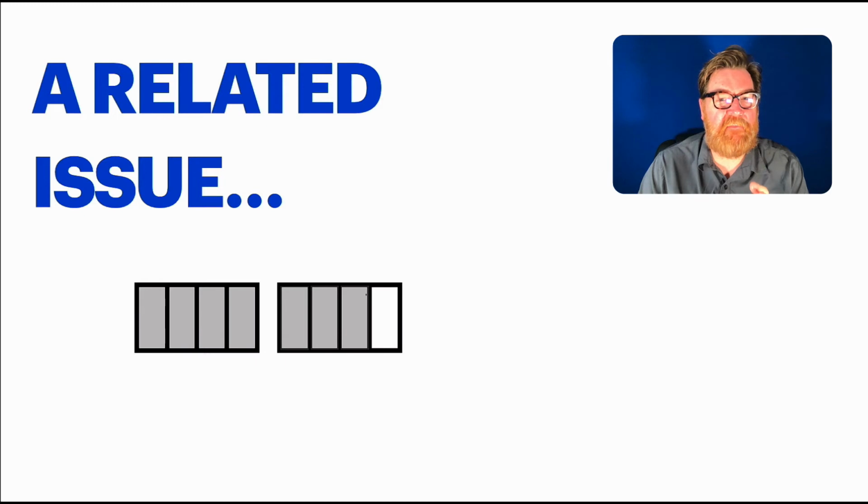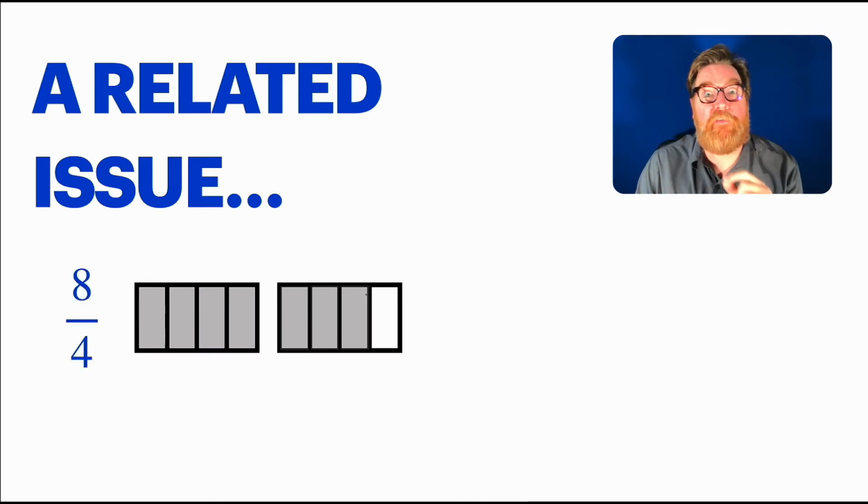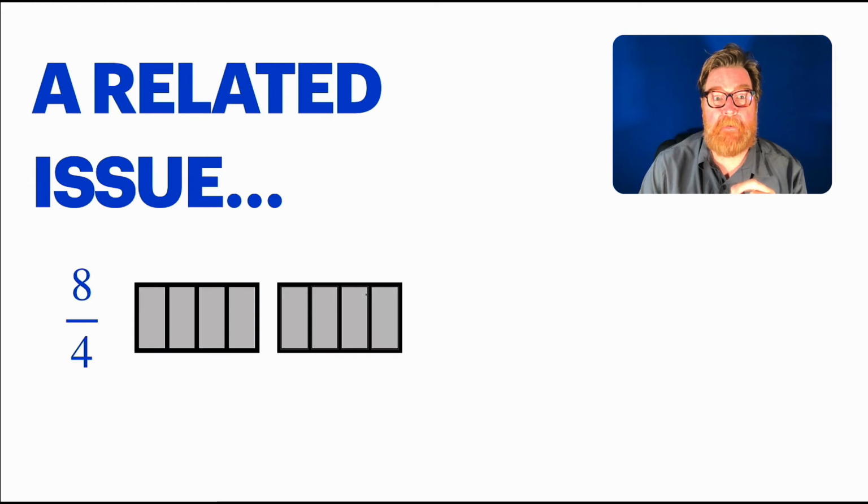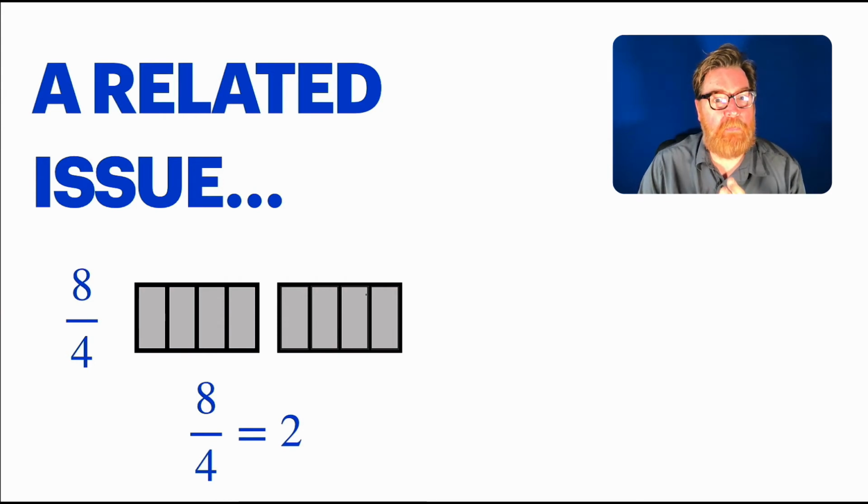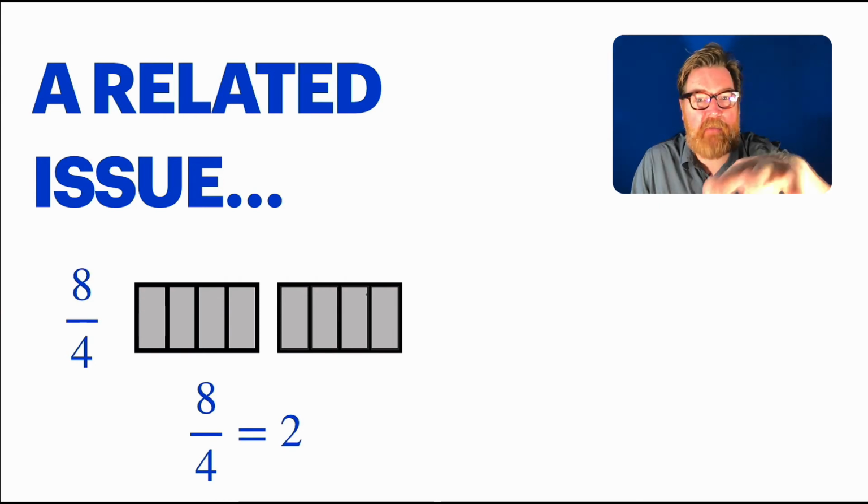Wait, here's something interesting. What if instead of 7/4 we had 8/4? Well, that would mean we would just need one more fourth, right? Let's put him on. But that's just 2 bars, 2 whole bars. And I don't know about you, but I'm seeing something here. Look at that, 8, 4, and 2.